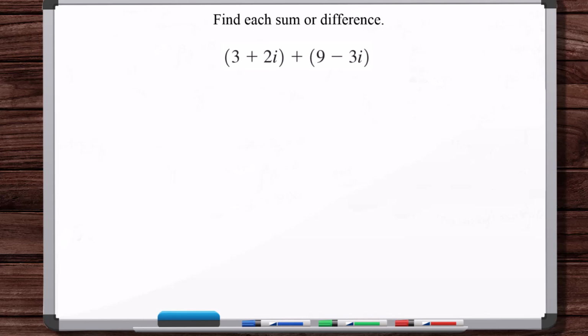In this video, we're going to work example problems where we perform fundamental math operations with complex numbers. So adding, subtracting, multiplying, and dividing complex numbers.